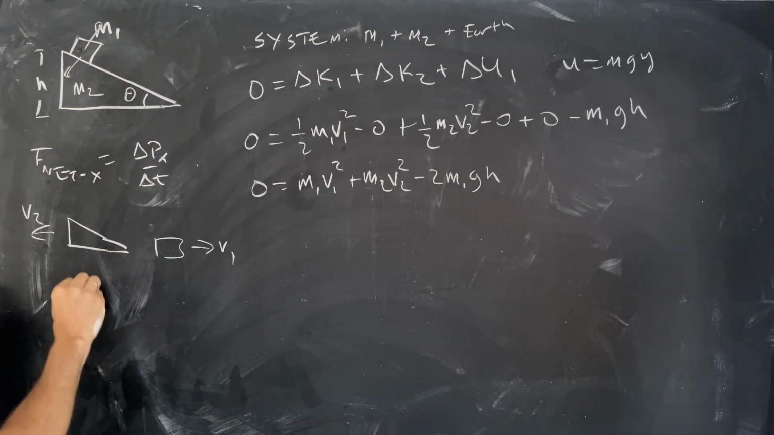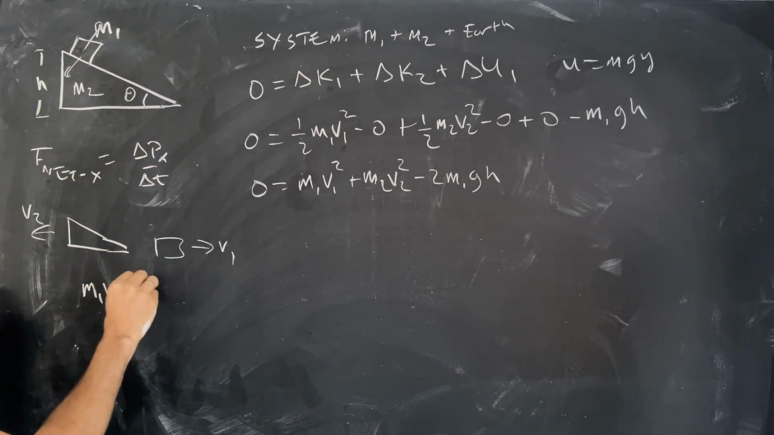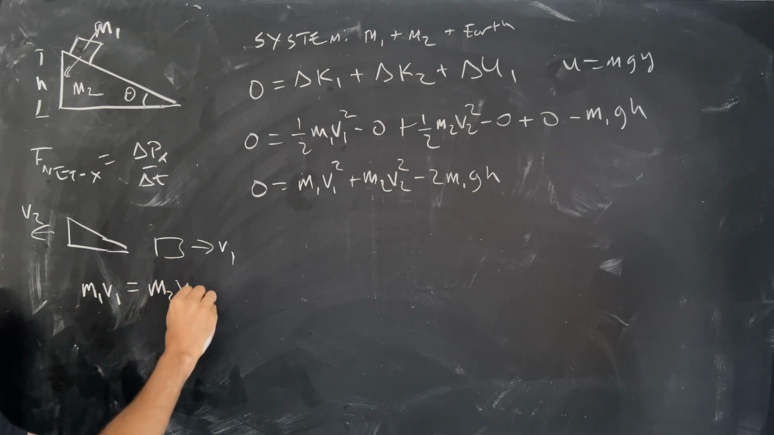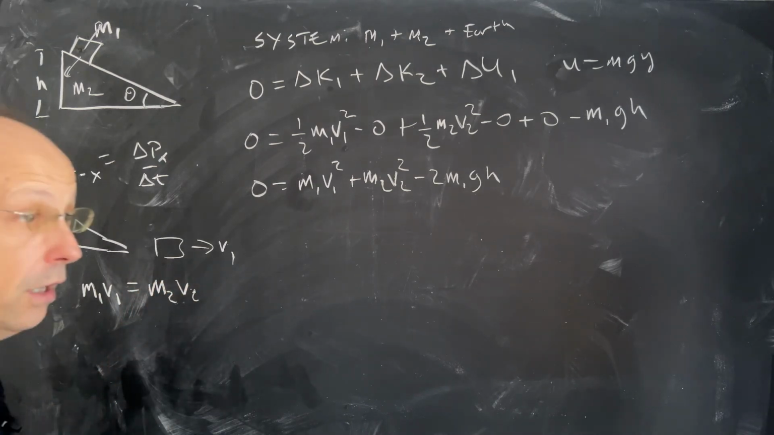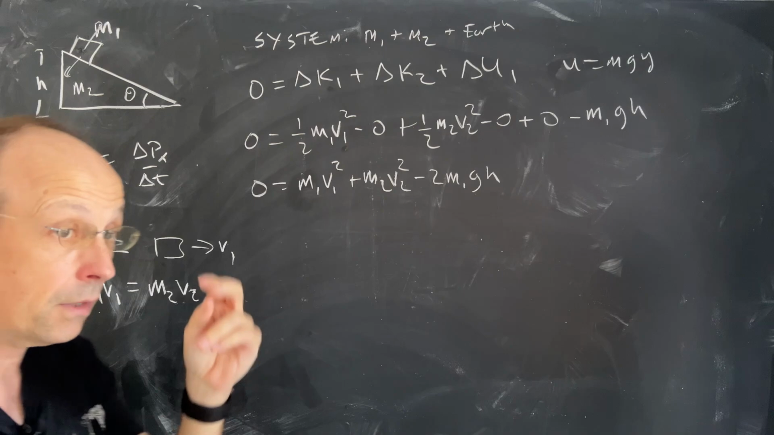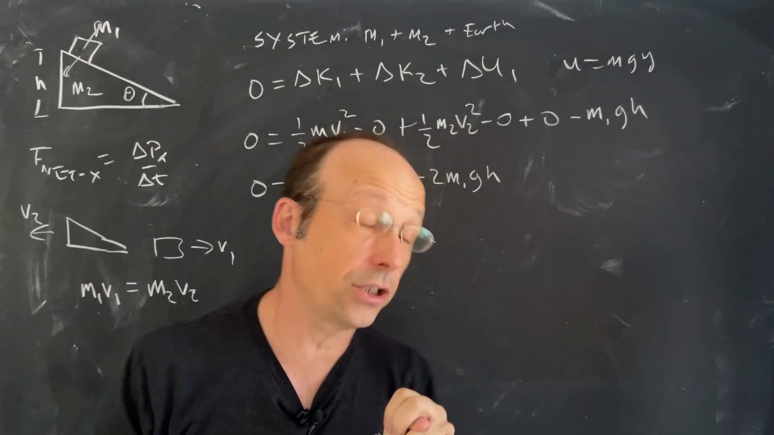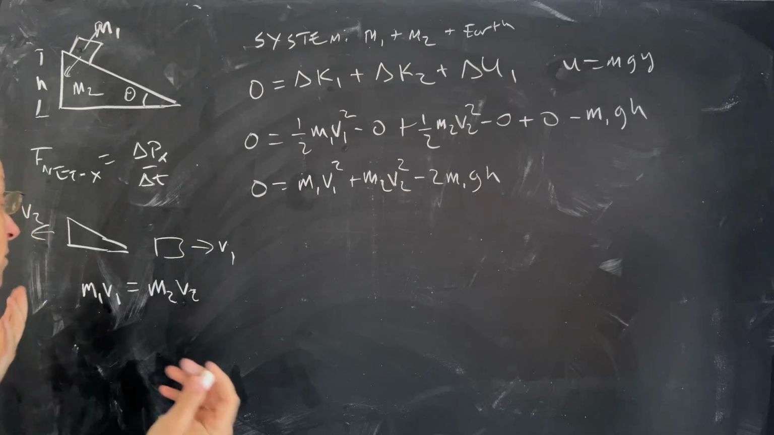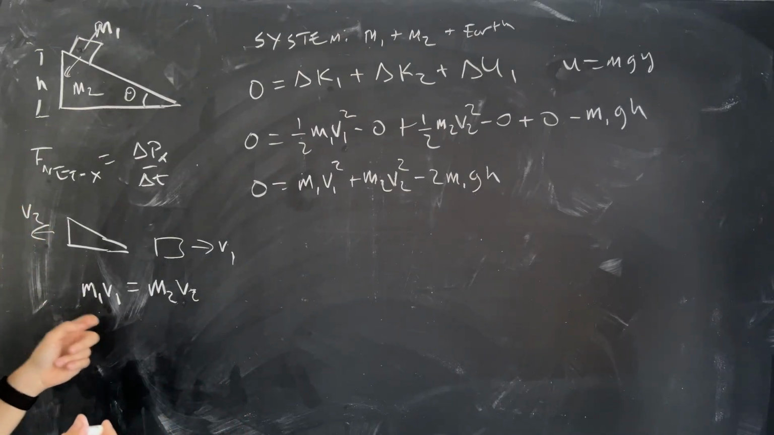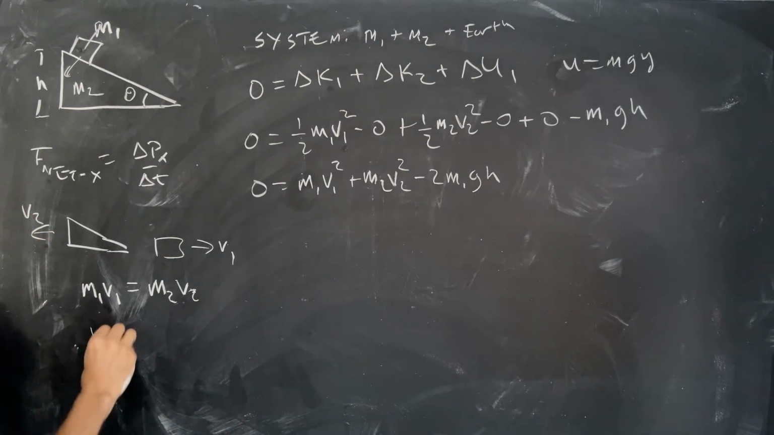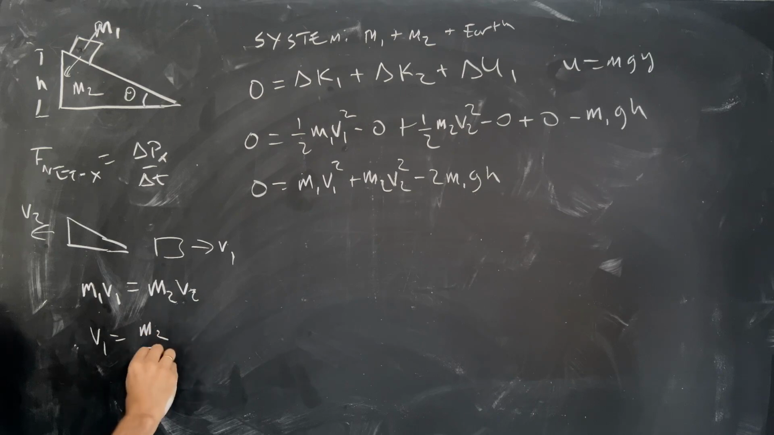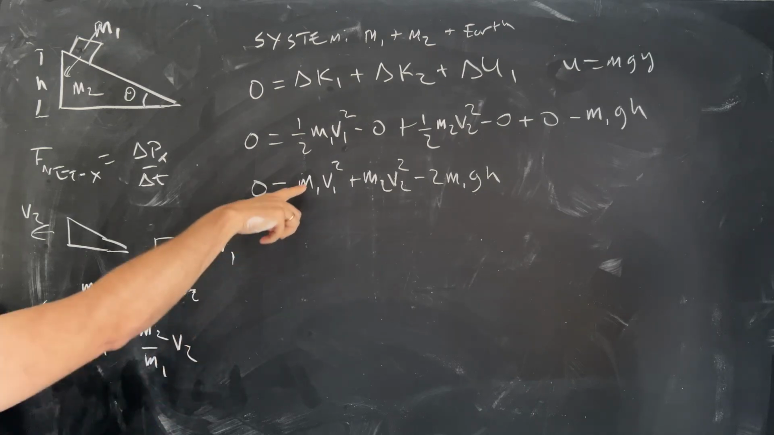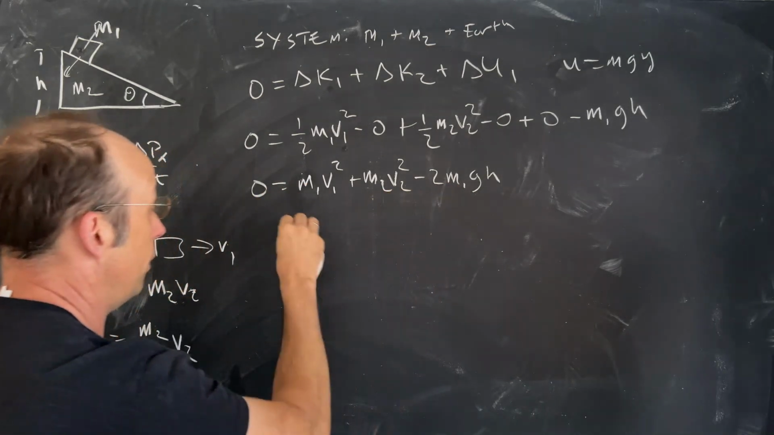So I can write this as m1 v1 equals m2 v2. So that's from conservation of momentum. But it gives us a second relationship between the two velocities. So I actually have two equations, two unknowns. I just need to solve these. So let's take this and solve it for v1. v1 is m2 over m1 v2, and plug it in up here. I'm going to move that to the other side.